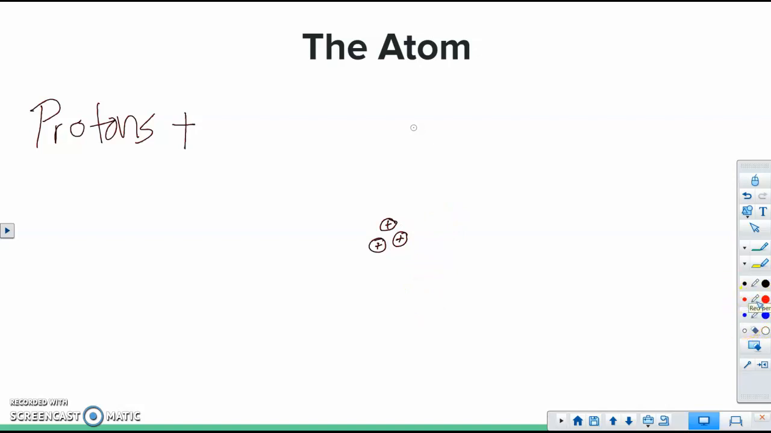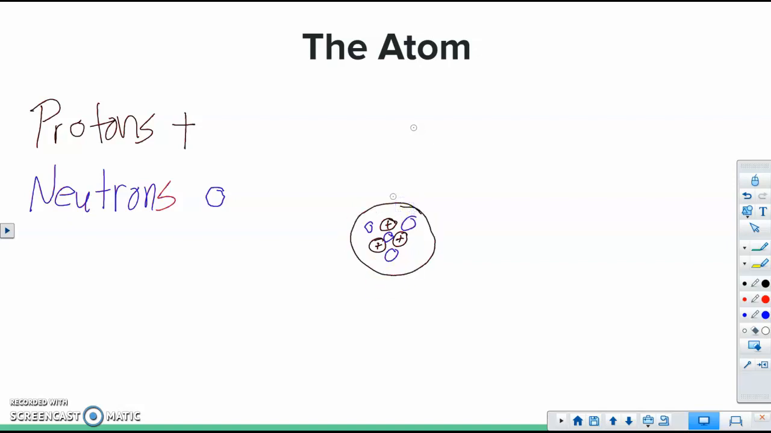The next particle is the neutron. Okay, neutrons actually do not have a charge, so I'm going to put a 0, meaning no charge. And neutrons are also found in the center of the atom, or what we call the nucleus. So we put 4 neutrons there in the nucleus of the atom. So that part that we just drew, I'm going to put a circle around this so we can distinguish this from the other part, which we'll talk about in a second. But this is the nucleus of the atom.